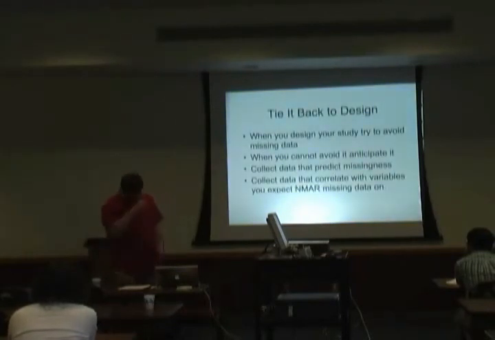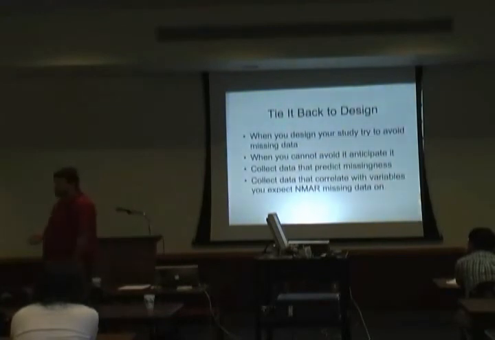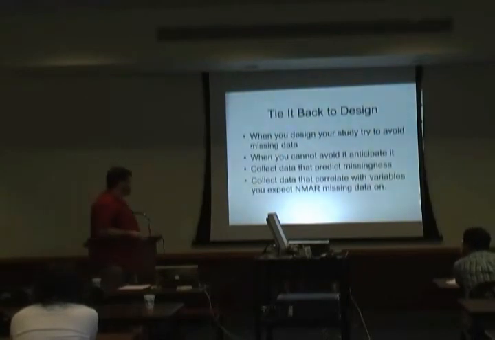Okay, now I do want to tie this back to design a little bit. When you design your study, first of all, avoid missing data. Do everything you can to avoid missing data. When you cannot avoid or anticipate it, you should collect data that will predict the missingness. And if you think that you cannot satisfy that, then you should at least collect data that correlates with the value of the missing values, because that will alleviate even some bias that comes from nonignorable missing data.